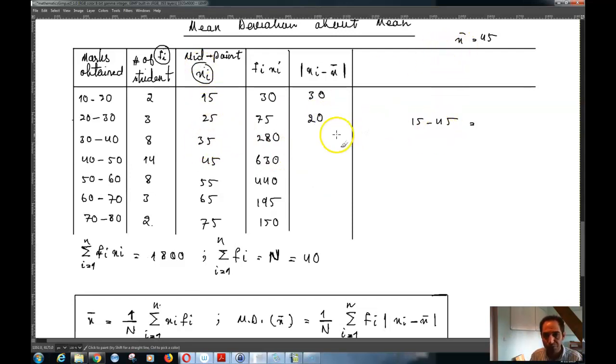35 minus 45 is equal to 10, in absolute value. 45 minus 45 is equal to 0. 55 minus 45 is equal to 10. And then you have 65 minus 45, which is equal to 20. And then 75 minus 45 is equal to 30.